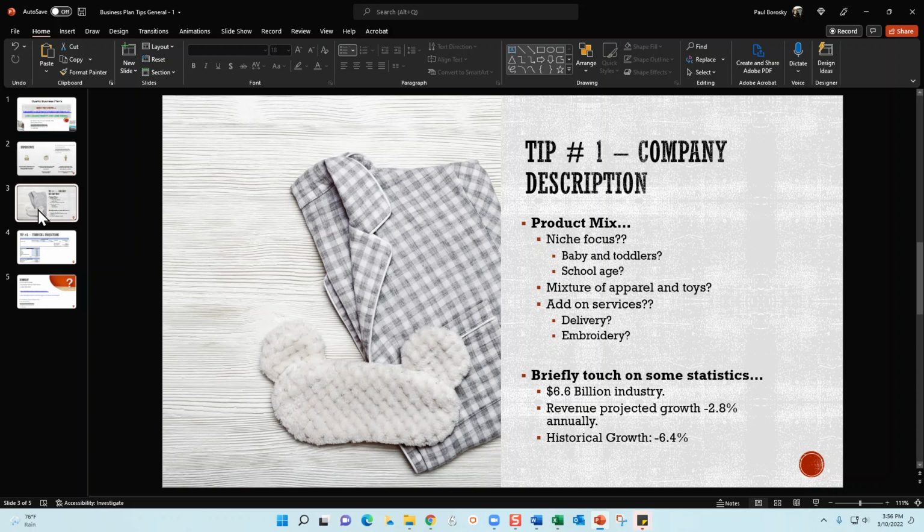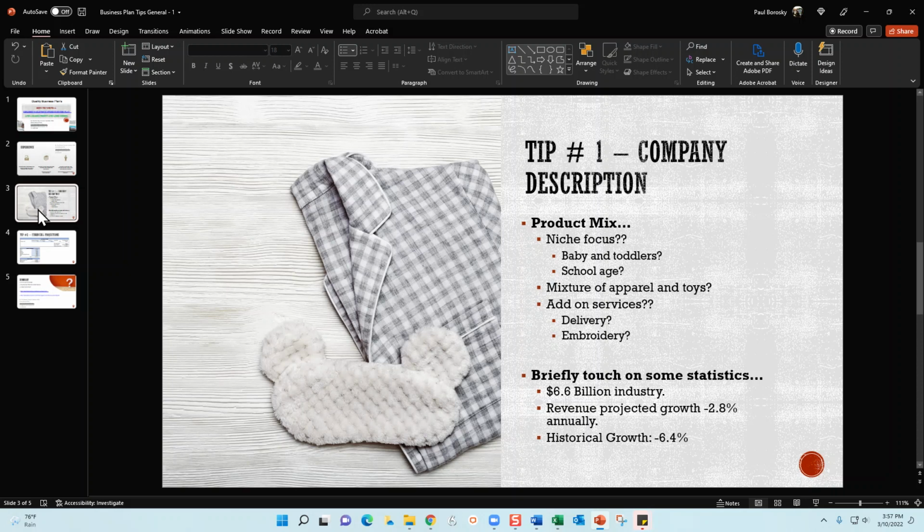Also, some clothing stores for children, they're not going to focus on an age group, but they're going to focus on apparel, clothing, and toys. So it might be the actual products themselves. They're going to have a wide range of clothing from children, babies on up to 12-year-olds, and then they might have some aligned toys to just complement their apparel line. So if that's going to be your strategy, then again, make sure to discuss that.